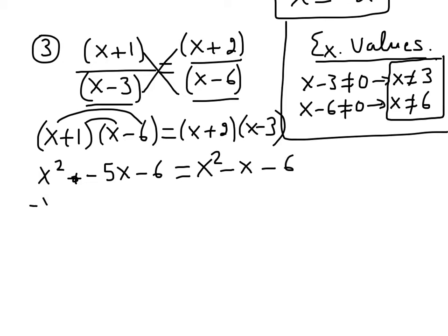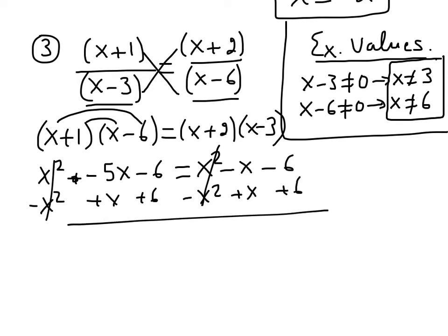If you subtract x squared from both sides, these cancel out. And now go ahead and add an x to both sides. Add 6 to both sides. And this is what we're going to end up with. Negative 4x. These cancel out. These cancel out. And these cancel out.